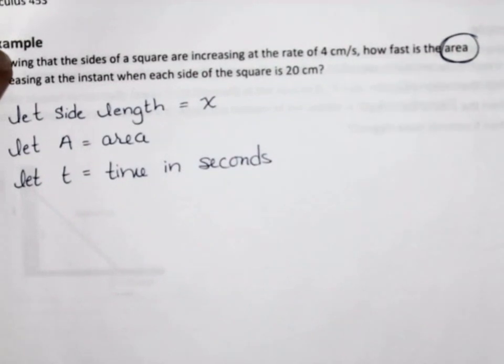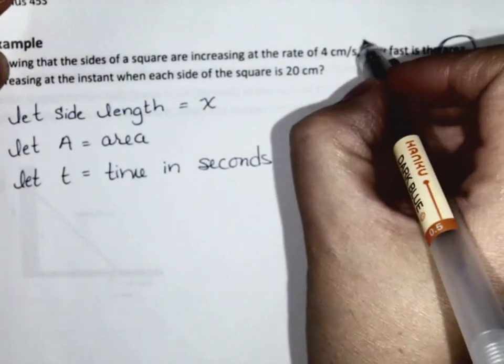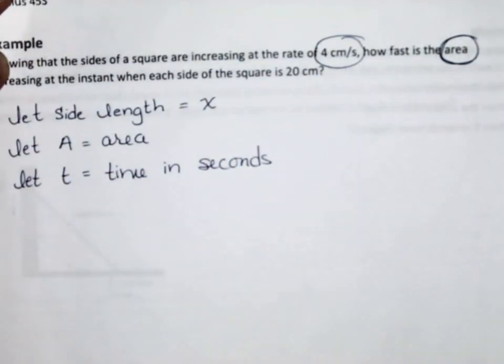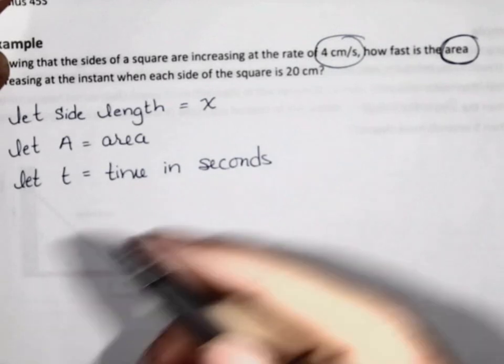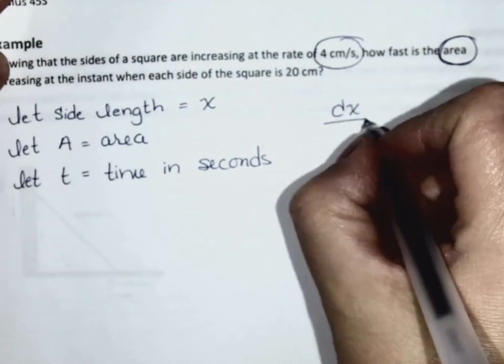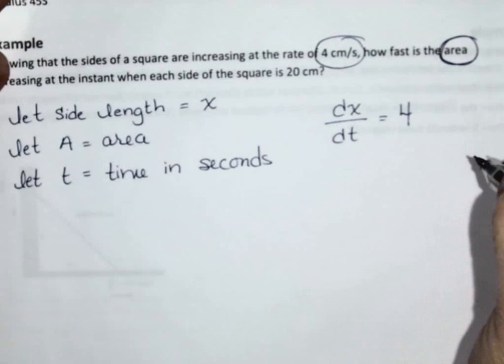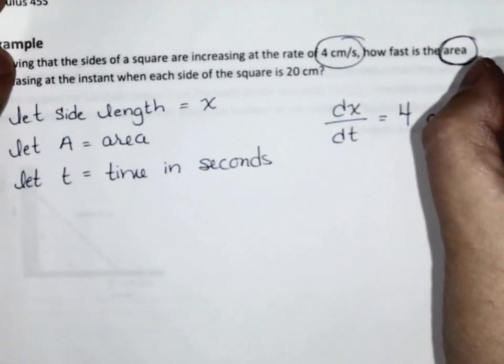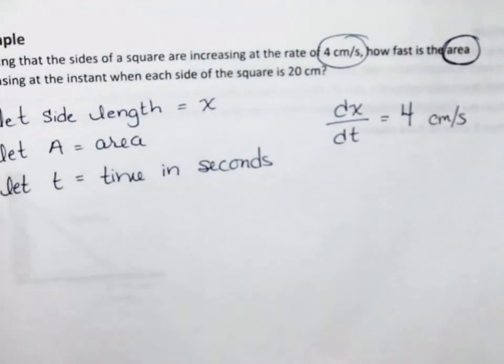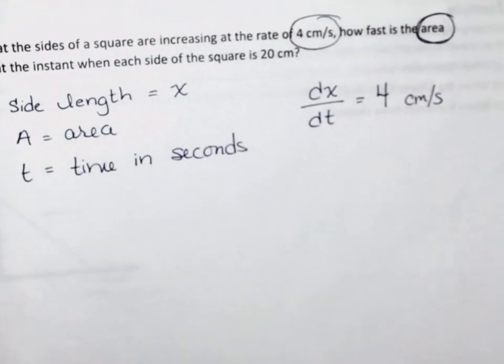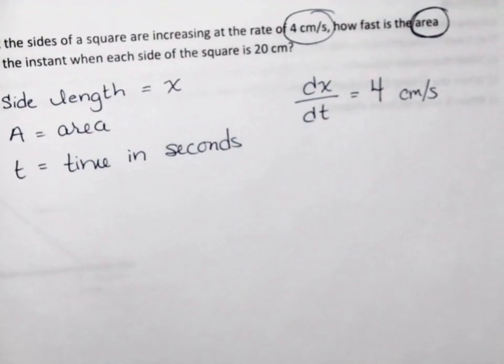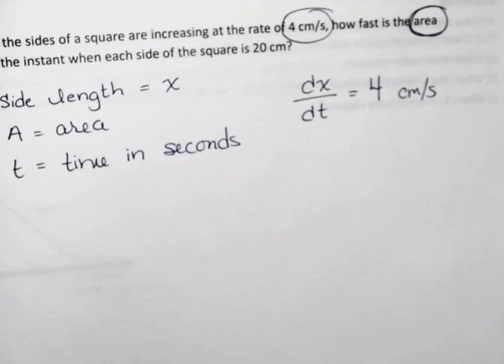So right away we know one thing. What do we know? We know dx over dt. The side length is increasing at a rate of 4 centimeters per 1 second. So the derivative of x with respect to t, dx over dt, equals 4, and we can write centimeters per second. Will we use the centimeters per second when we're calculating? No, that will be the final answer kind of thing.